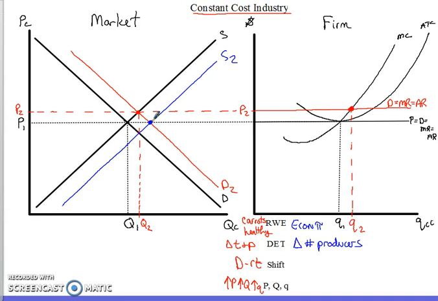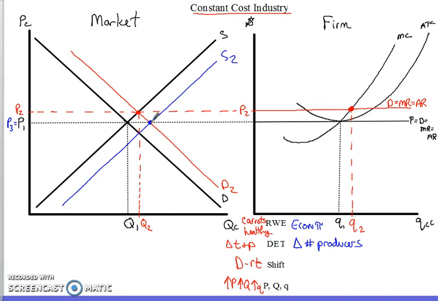Now, when the supply curve shifts to the right, what's going to happen? Couple things. Now the price is going to get bid back down. I'm going to call it P3. Okay, let me just rewrite that. I'm going to call that P3, but let's just keep this in mind. P3 is equal to P1. Okay, the price is going to come back down to where it was before.